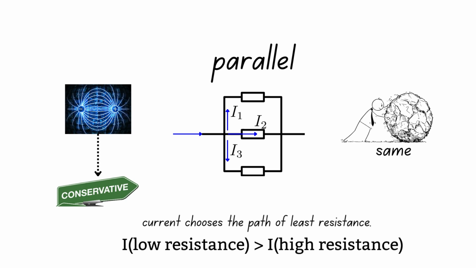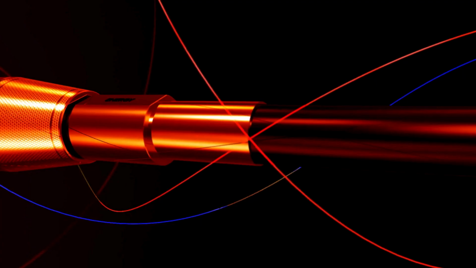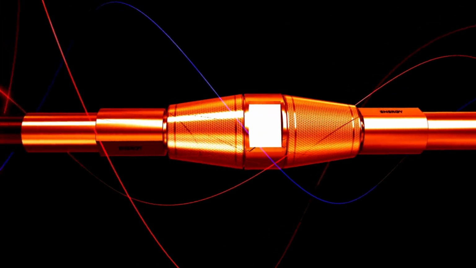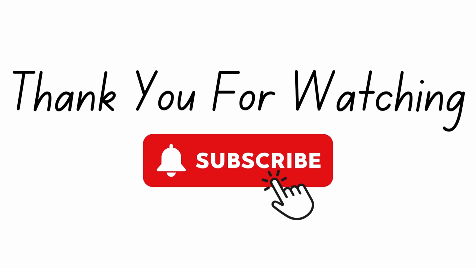Resistors in parallel are related to their overall resistance by this equation. This tells us that the overall resistance is always less than the smallest resistance in the network. To measure current flowing through any circuit component, connect an ammeter in series with said component. To measure the voltage drop across it, connect a voltmeter across it. That's it for the basics of electrical circuits.